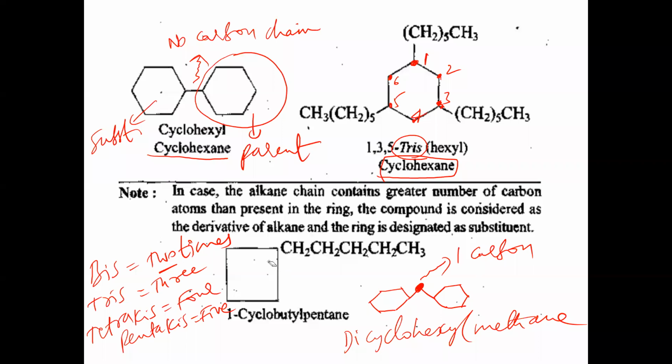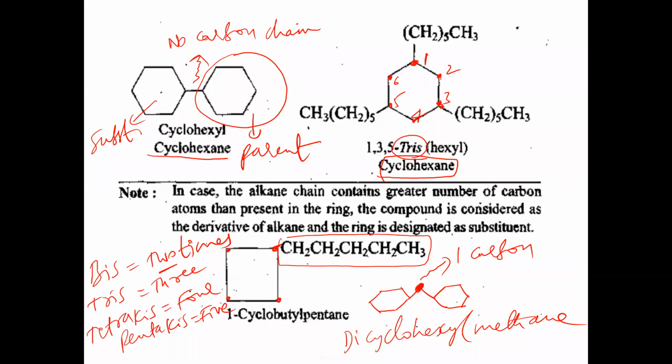So next example. In this, how many carbon atoms does the ring have? 1, 2, 3, 4. The closed chain compound has 4 carbon atoms here, and the branch side chain has how many carbon atoms? 1, 2, 3, 4, 5. So 5 carbon atoms in the side chain and only 4 carbon atoms in the ring.